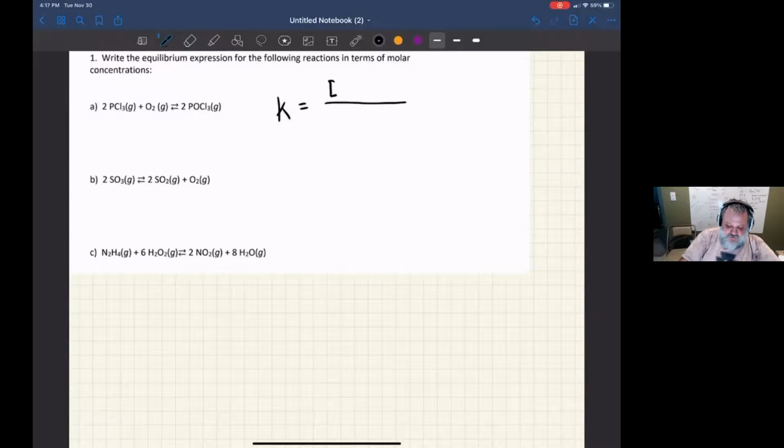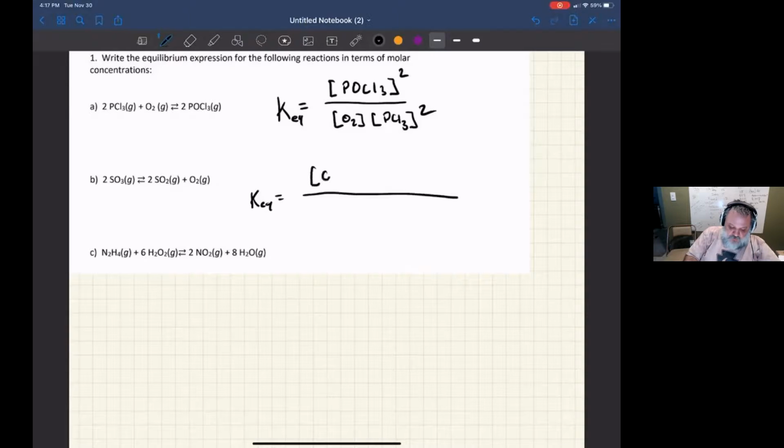We're going to say that for the products, it's the concentration of POCl3 raised to the power of its stoichiometric coefficient, which is 2. Now we'll do the reactants, O2 times PCl3 raised to the power of 2. And that's all that we're trying to get you to do there. That's the equilibrium constant.